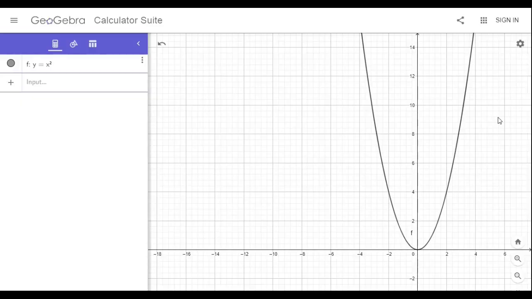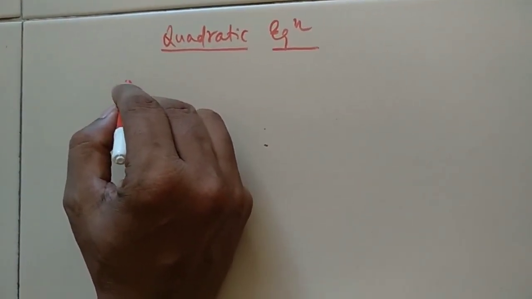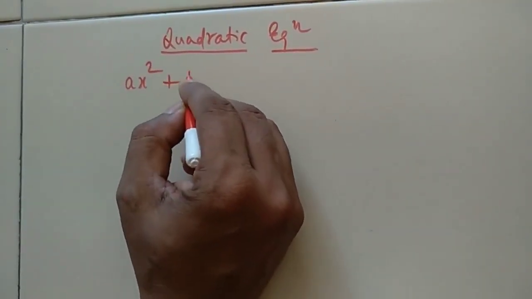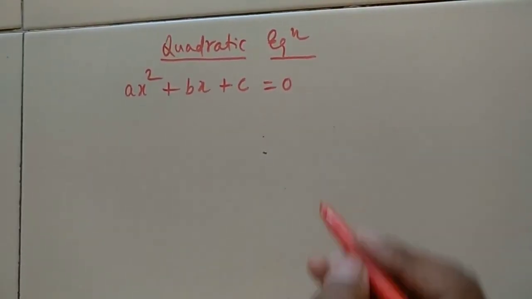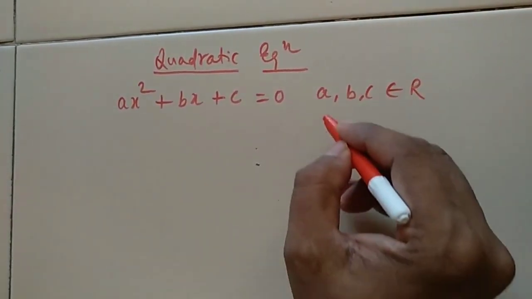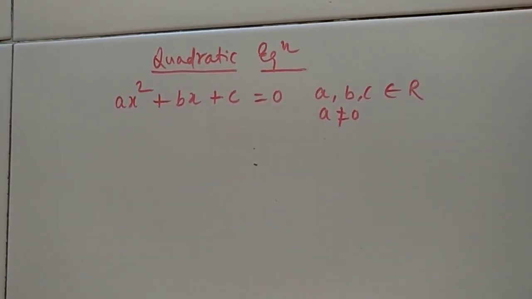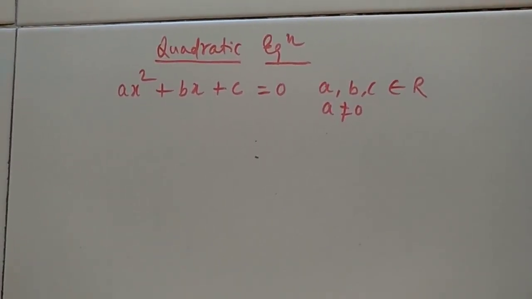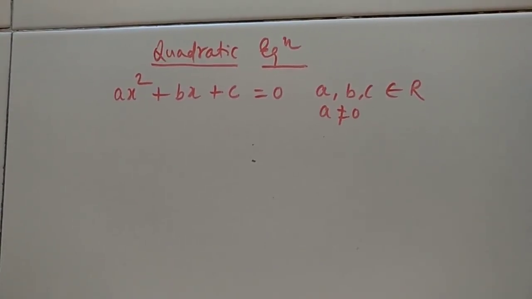So friends, now you see this. This is the graph of a normal quadratic expression, y equal to ax squared plus bx plus c. This one. Now let me try to explain what the quadratic equation is and what it means. This is an equation of the form ax squared plus bx plus c equals 0, where a, b, and c are all real numbers, and a is not equal to 0.